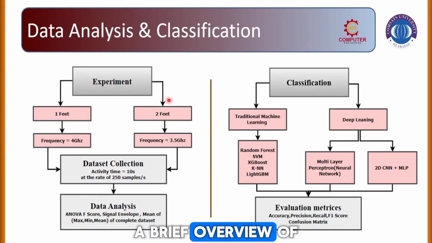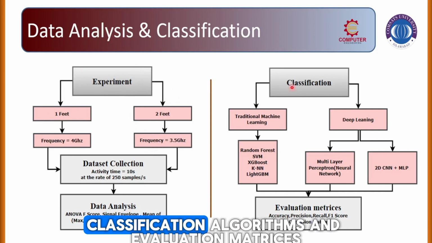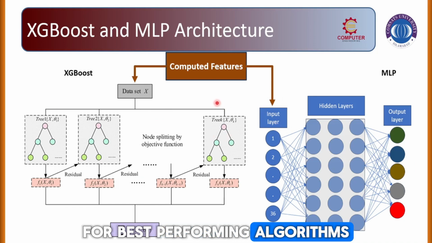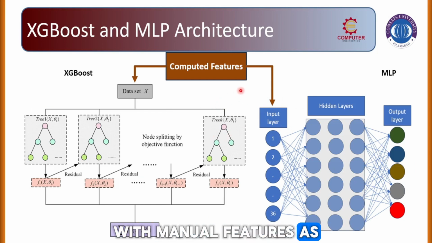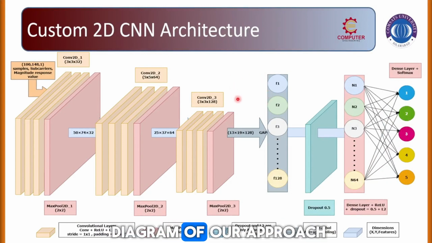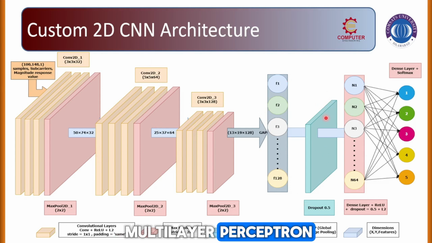A brief overview of our experiments, data analysis techniques, classification algorithms, and evaluation metrics. The architecture diagram for best performing algorithms with manual features as their input. This is the architecture diagram of our approach, which is based on custom 2D CNN architecture and multi-layer perceptron.